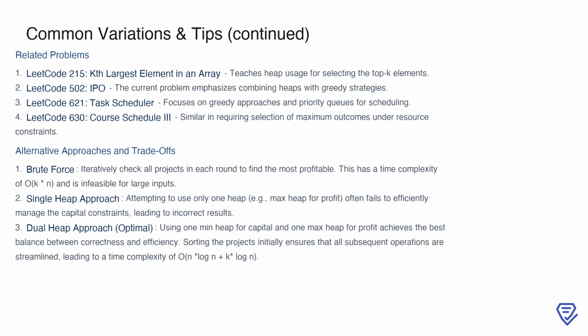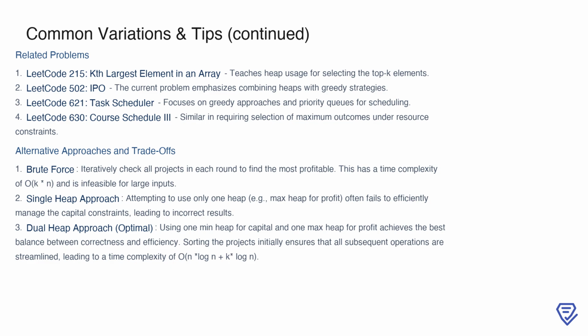When studying related problems, it's helpful to look at other LeetCode questions that use similar patterns. For instance, LeetCode 215, which involves finding the kth largest element in an array, builds a strong foundation in heap usage. The IPO problem itself focuses on combining heaps with greedy strategies, while problems like LeetCode 621, Task Scheduler, emphasize how to use greedy approaches with priority queues in scheduling contexts. LeetCode 630, Course Schedule 3, also deals with maximizing outcomes under resource constraints, making it closely related in concept.